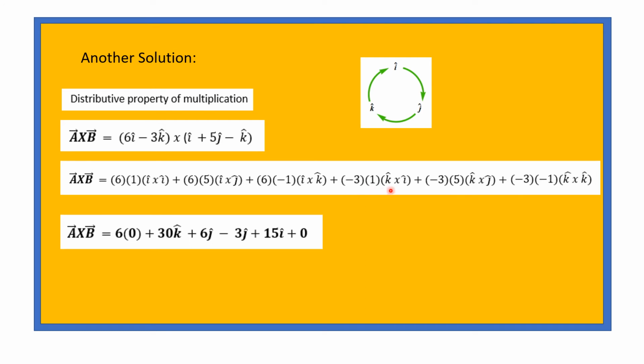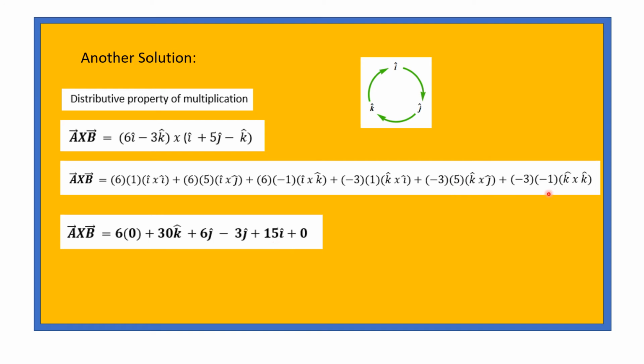And what is k cross i? k cross i is clockwise, equals j. So we have minus 3 j hat. Then how about this one? We have negative 3 times 5, which is negative 15. What is k cross j equal to? k hat cross j hat, we have k. We cannot go clockwise because this is i hat. So k cross j is equal to minus i. So we have plus 15 i hat.